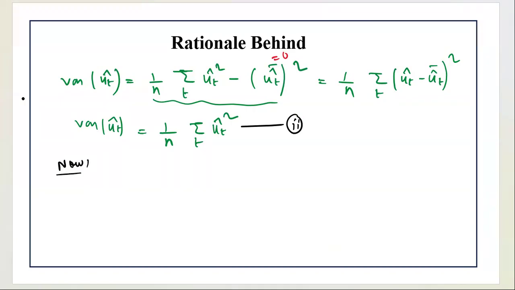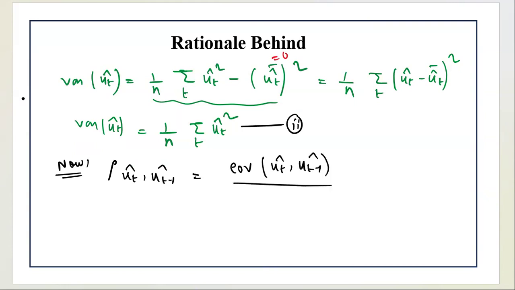Now, what is rho of ut cap and ut minus 1 cap? This is simply the covariance of ut cap and ut minus 1 cap upon the square root of the variance of ut cap times the square root of the variance of ut minus 1 cap.